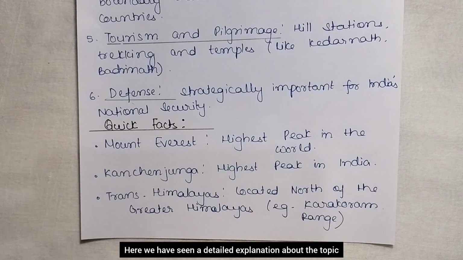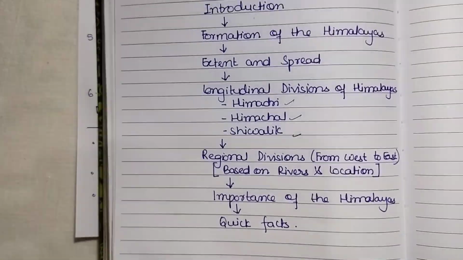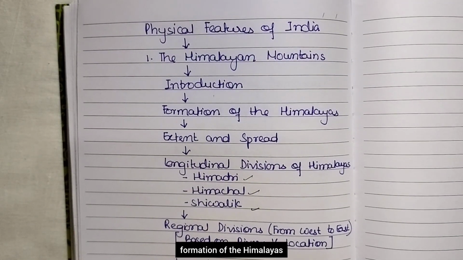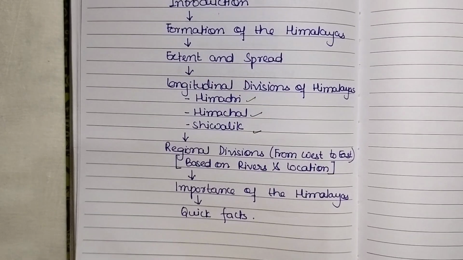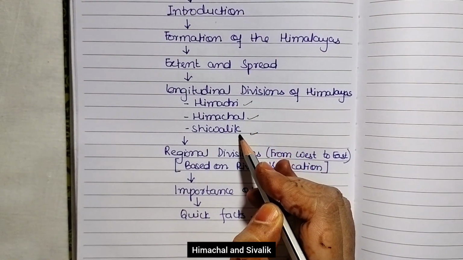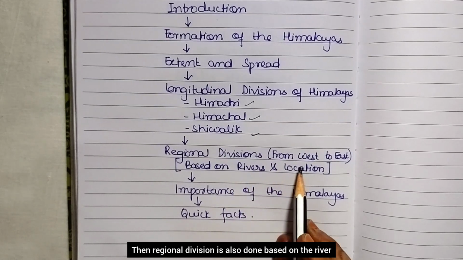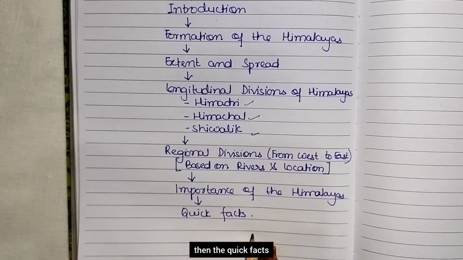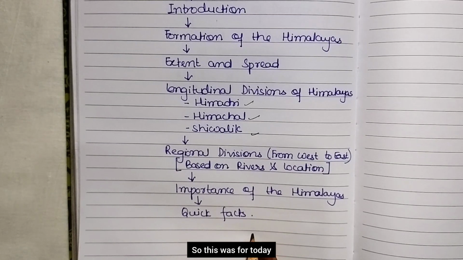Here we have seen a detailed explanation about the topic, and we just go through all these things. That is the introduction part, formation of the Himalayas, extent and spread. Then longitudinal division is also done. So here we have seen Himadri, Himachal and Sivalik. Then regional division is also done based on the river and location, and what are the importance of Himalayas, then the quick facts. So this was for today.